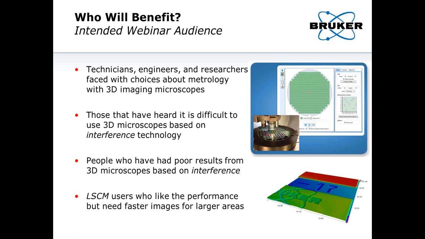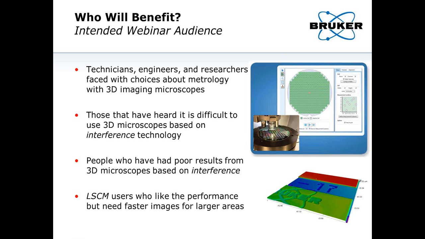So who will benefit from the webinar, and who do I intend in the audience? I mean, everybody is welcome, obviously. It's a free presentation, but I'm specifically thinking of either technicians, engineers, or researchers, where you're looking at choices about different metrology for both 3D imaging, but also looking at height measurements with a microscope type system.